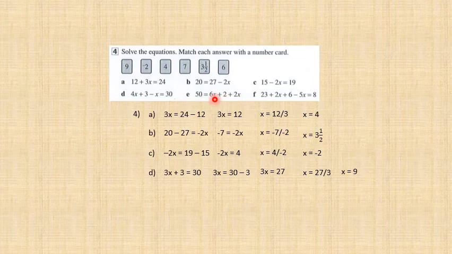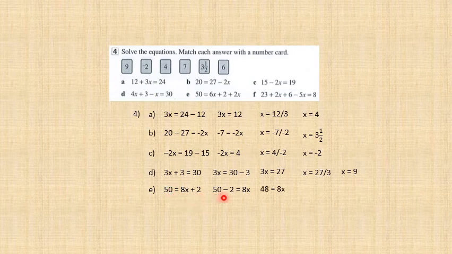Question E, the same idea. I'm collecting the like terms first. So I have 50 equals 6x plus 2x plus 2, which equals 8x plus 2. So 50 equals 8x plus 2. And solve the equation simply. I will make the inverse operation and balance. So I will just take this positive 2 to the other side by inverse operation and balance.